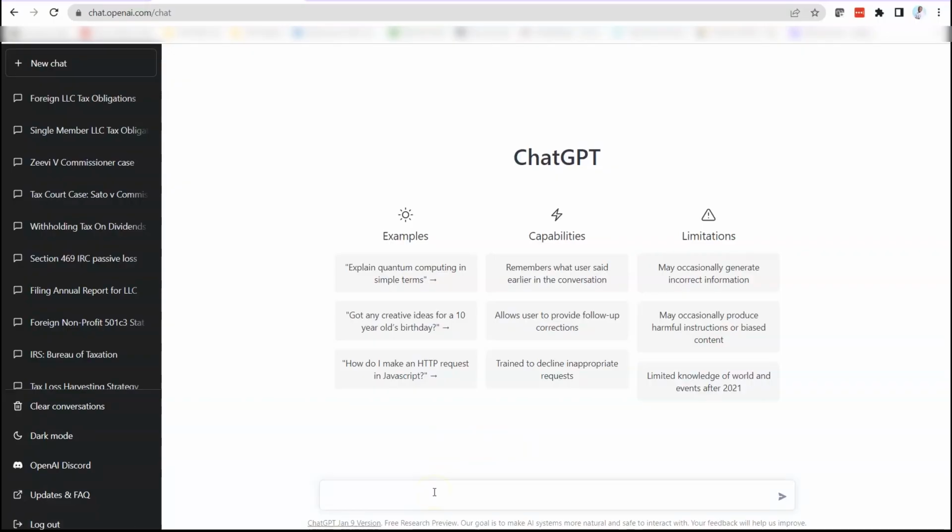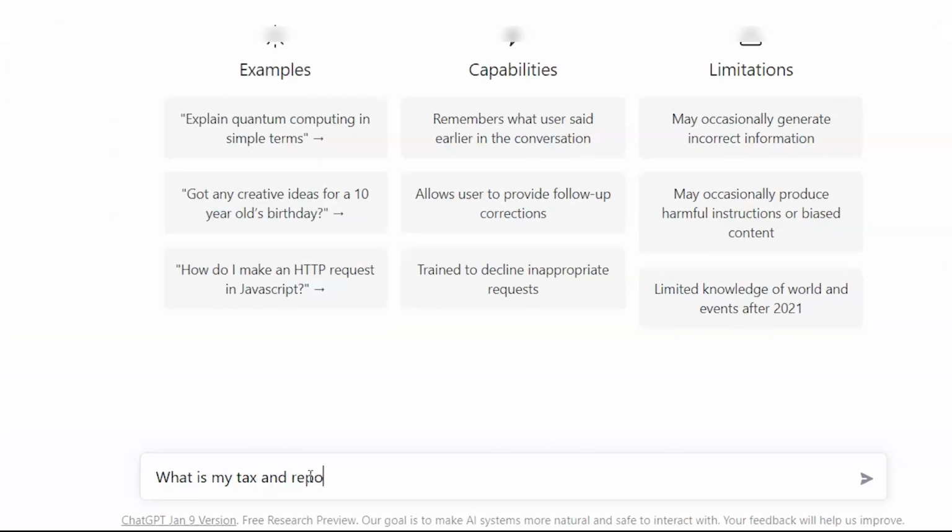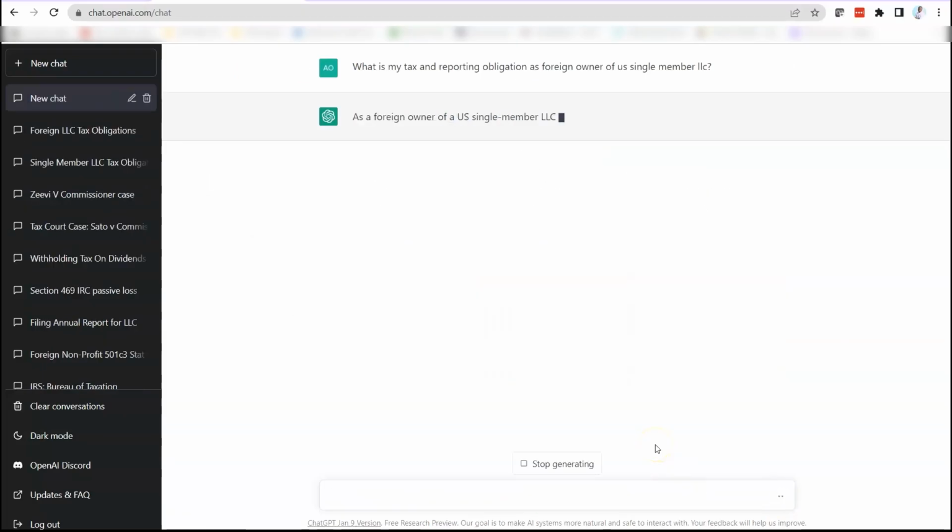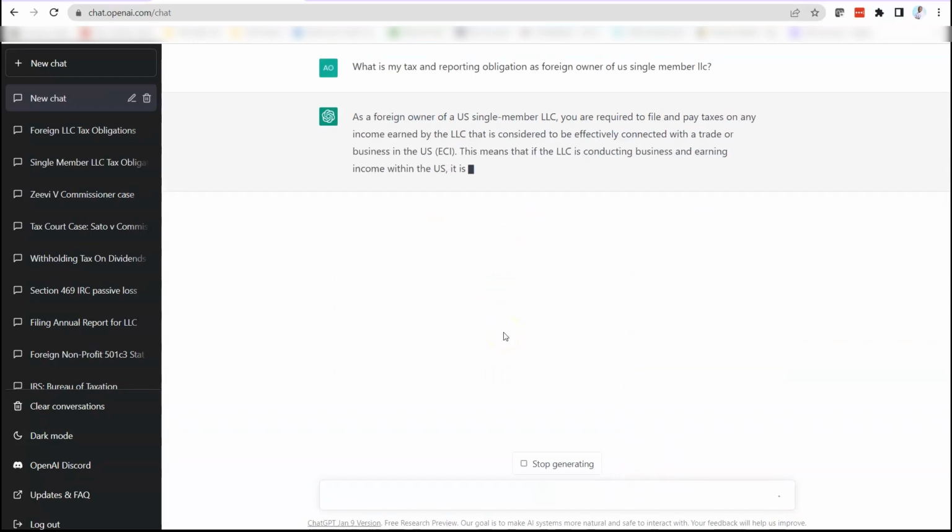All right, so let's see some of the common questions that foreign owners of U.S. single member LLCs would ask. I think I've got an idea. So many would like to ask me, what is my tax and reporting obligation as a foreign owner of a U.S. single member LLC? Okay, and then I put a question here. All right, let's see. So as you can see from the screen, the chatbot is generating the answers. Let's see what answers we get from here.